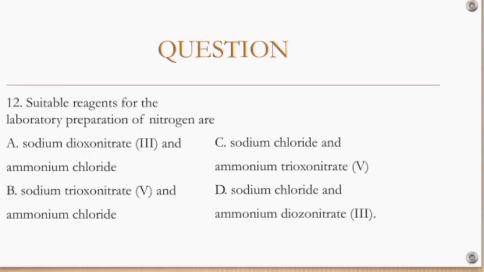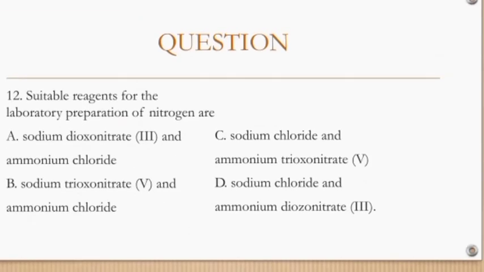Question number 12. Question number 12 actually goes like this. It said, suitable reagents for the laboratory preparation of nitrogen are. Just note, this is a question like if you actually read your nitrogen and its compound, you actually see things like this here. So it's very advisable to read it when you are reading all those non-metals and their compounds. You should actually read them deeply, because JAMB actually asks questions from every angle of this topic.